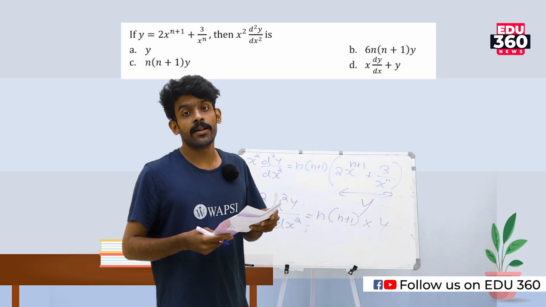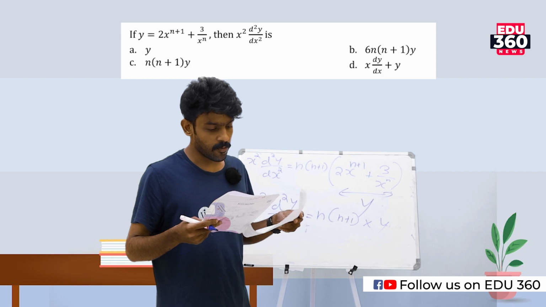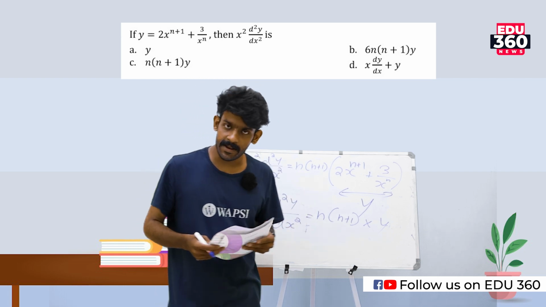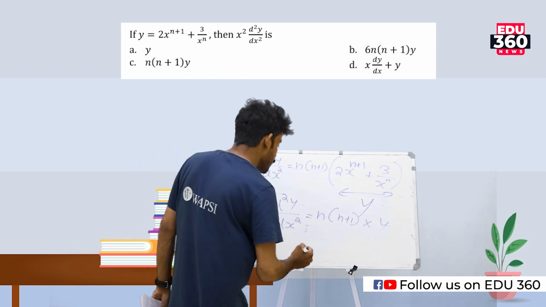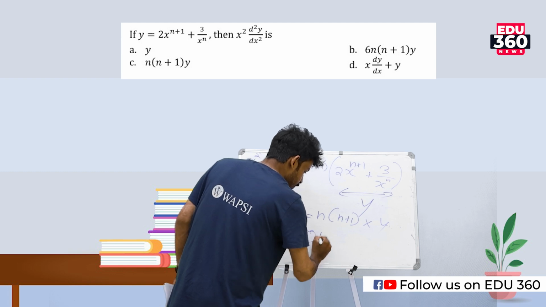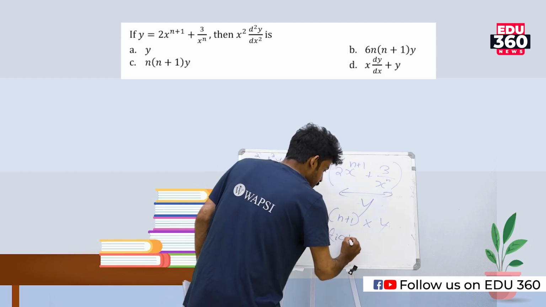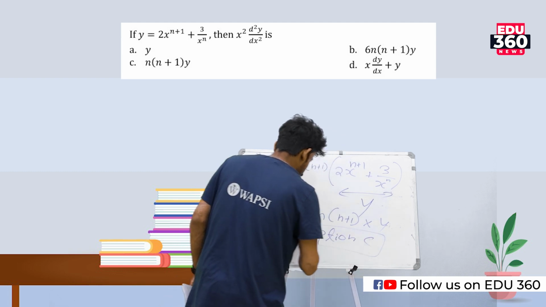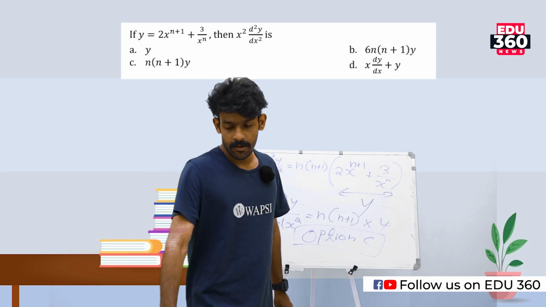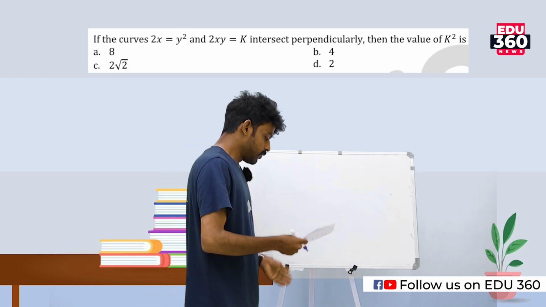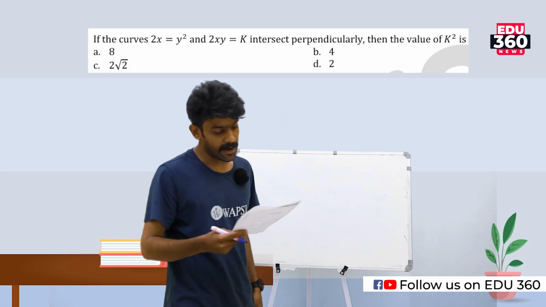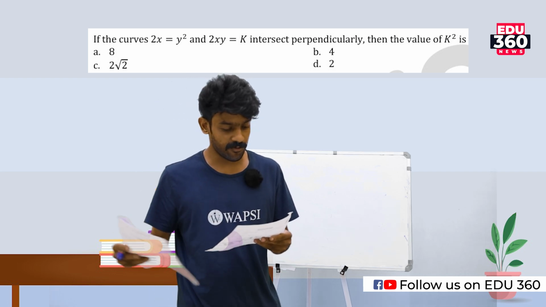Now again look at the options. There are 4 options, and for this one, option C is the correct answer for this question. So hereafter we can move on to the next question.